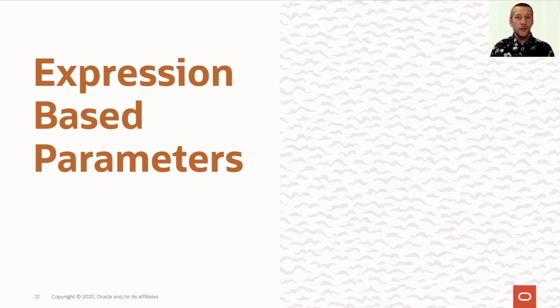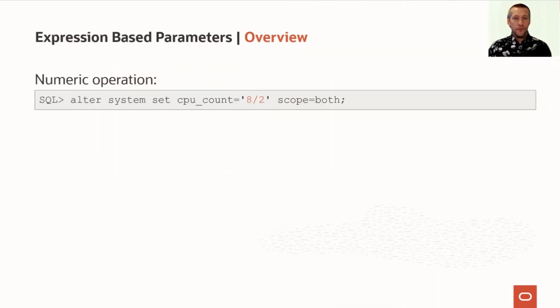It's a new feature. It's coming in 21, but I'm pretty sure that when you get to know it, you'll love it as well. It's expression-based parameters. It does sound very fancy, doesn't it? So let's see what it can actually do. What if you could set an init parameter to the outcome of a numeric operation? You could set CPU_COUNT to 8 divided by 2. Okay, it doesn't sound that cool. I could just as well have written 4.